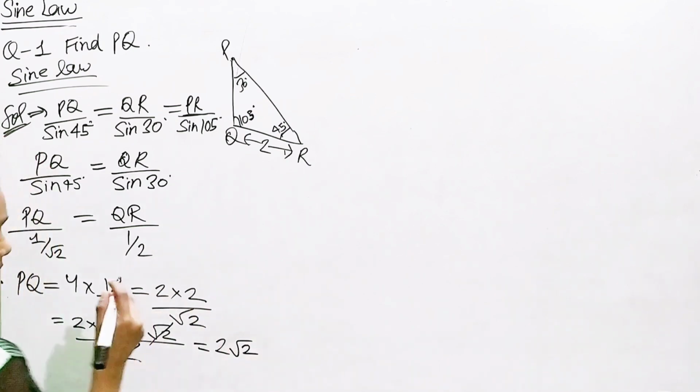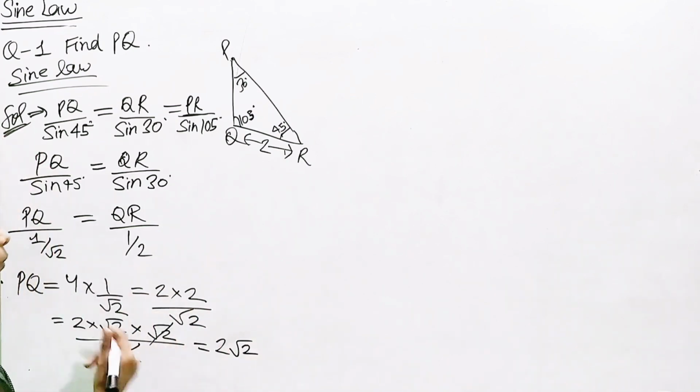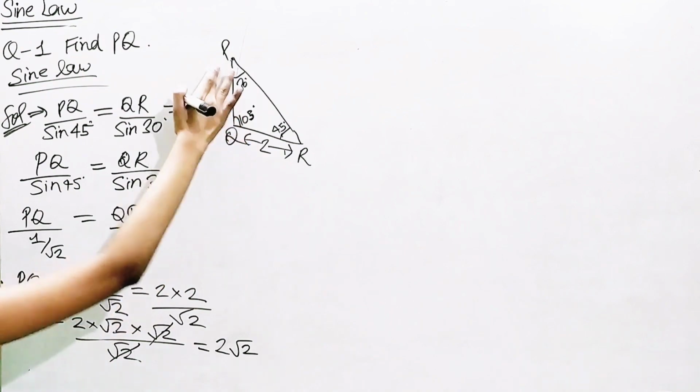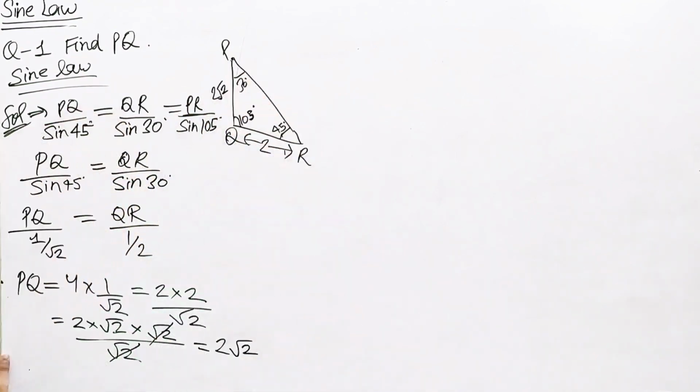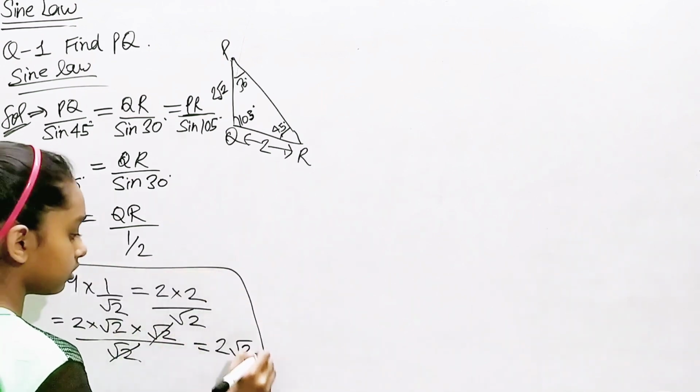Can we write root 2 once again? So this will be 2 times root 2 into root 2 by root 2. I've cancelled these two root 2, and what is left is 2 into root 2. So our PQ is 2 root 2. This is our final answer.